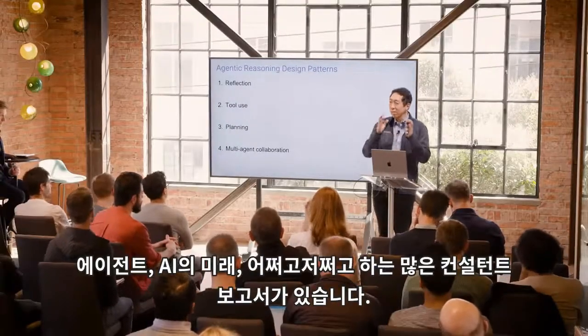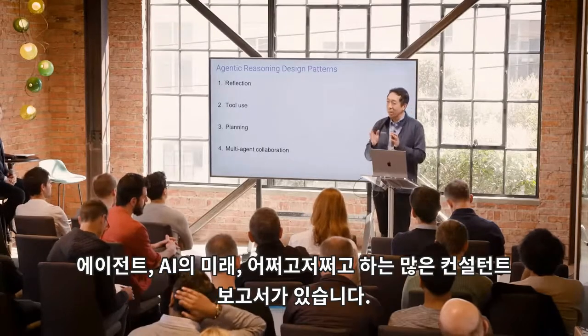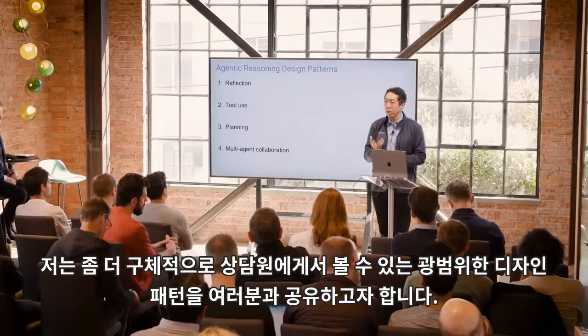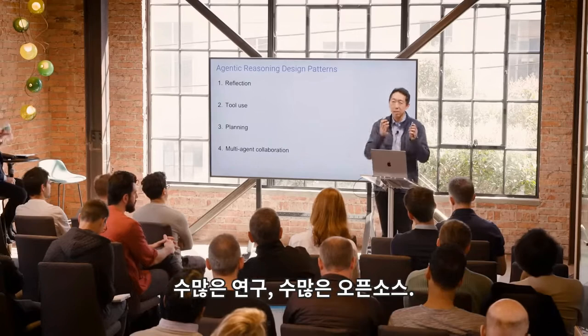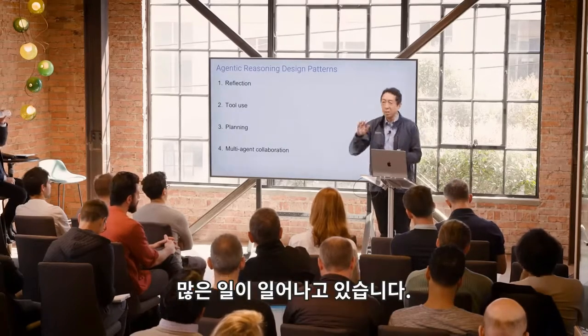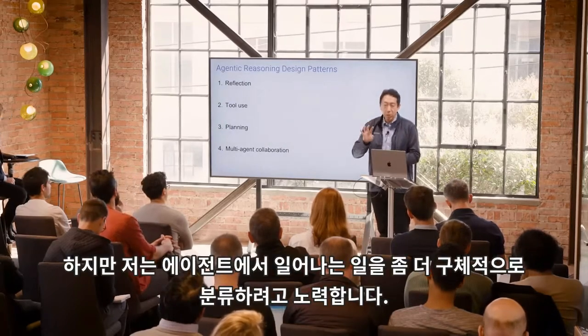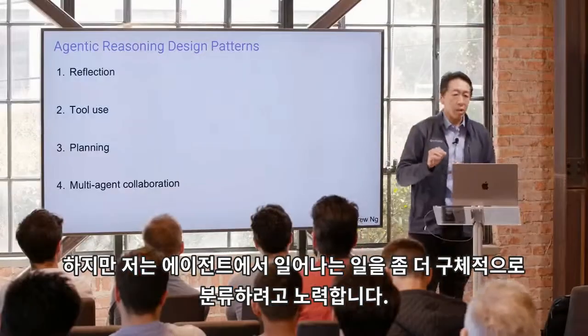There are a lot of consultant reports that talk about agents, the future of AI, blah, blah, blah. I want to be a bit concrete and share with you the broad design patterns I'm seeing in agents. It's a very messy, chaotic space. Tons of research, tons of open source. There's a lot going on, but I try to categorize a bit more concretely what's going on in agents.